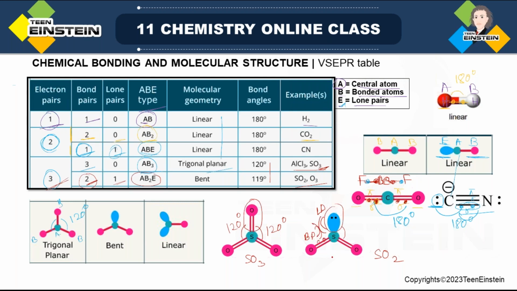Because of this LP-BP repulsion, you know LP-BP repulsion is always high compared to BP-BP. So in the previous structure SO3, you do not have any LP, you just have BP-BP, so repulsion is less. Now when you have reached SO2 from SO3, there will be one lone pair and LP-BP repulsion, which is higher than BP-BP. So that is why this angle will be slightly less, 119 degrees. Fine.